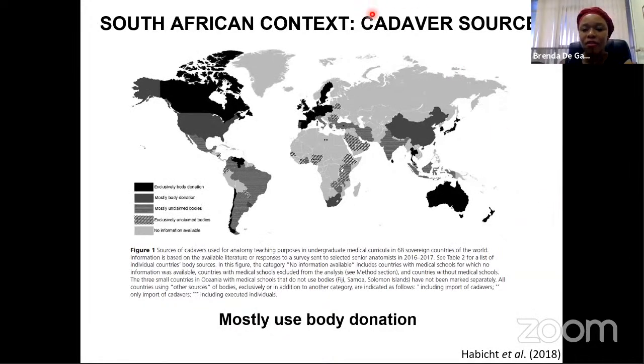And then in South Africa, it is a relief that we all mostly use body donation, and as per IFAA and also our Anatomical Society, we encourage sourcing cadavers through body donation, and we've worked hard to move away from unclaimed bodies in South Africa.